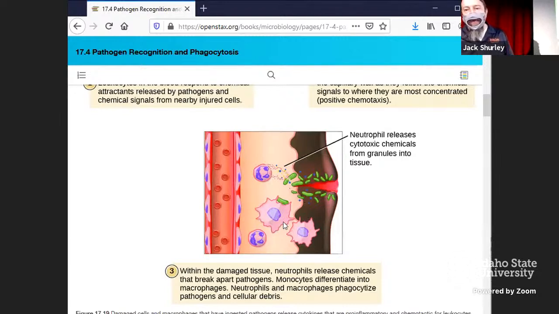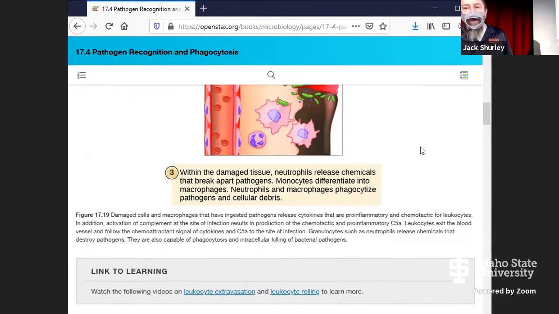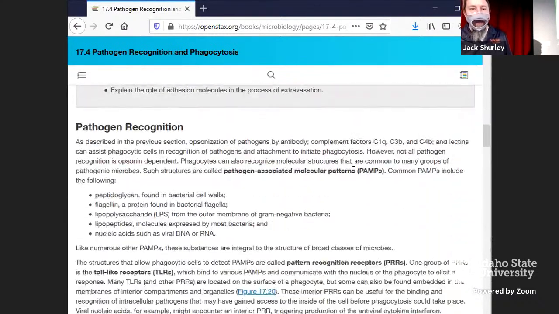You can see maybe, I think another image shows neutrophils phagocytizing as well, where they'll pull in. So within these tissues, you can see them releasing chemicals, destroying the pathogens, stimulating other cells, macrophages and other neutrophils, to come in to recognize and respond. That's kind of the idea with that.